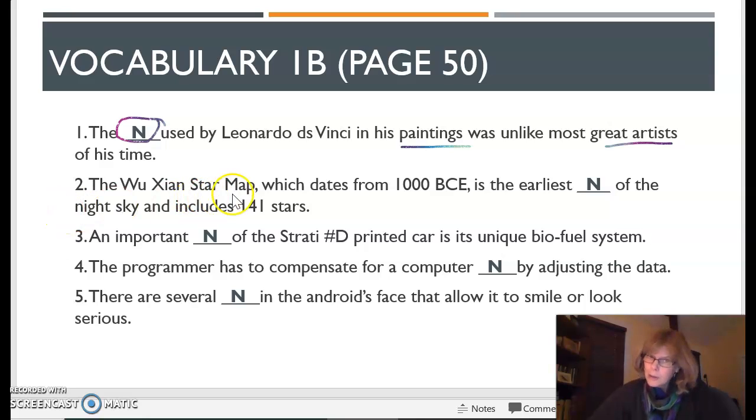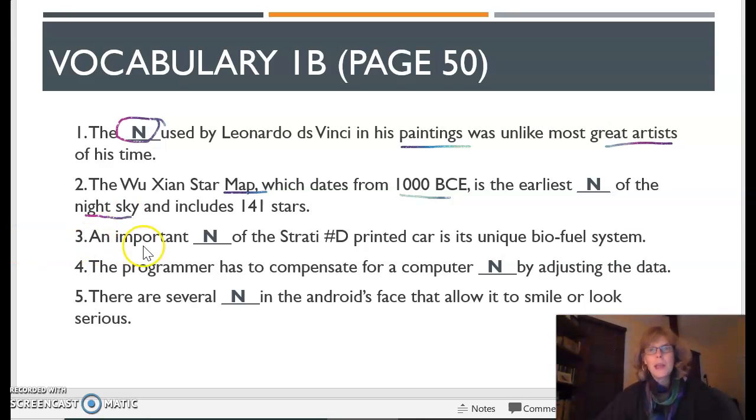Number 2, the clue for the noun here is that we're talking about a map, a star map. It's old, it dates to 1000 BCE, and that is the earliest, another word that means map, or something where I can see the night sky. The word I would choose here is chart, something that shows the organization of this information. It's a chart.